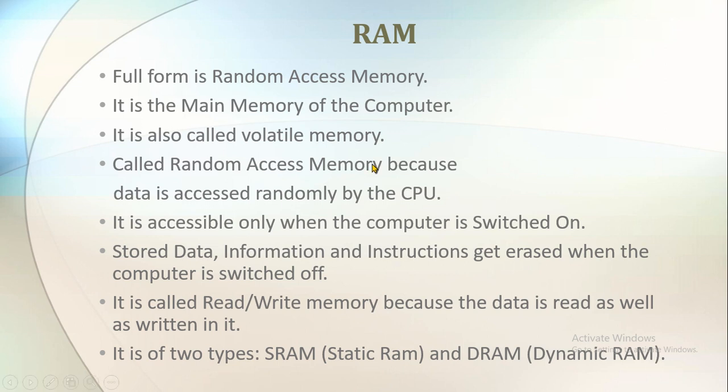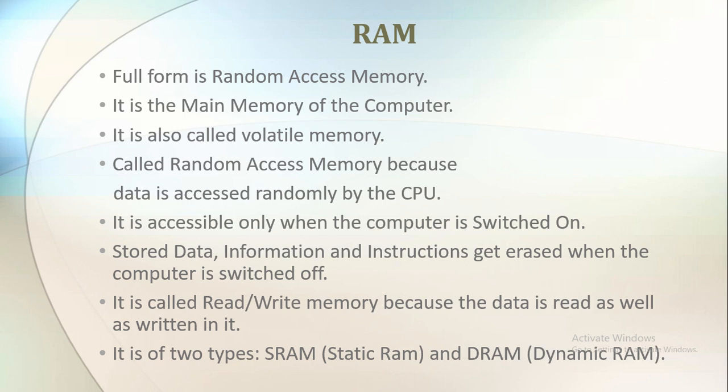RAM stands for random access memory. It is called the main memory of the computer. It is a volatile memory. It is called a random access memory because the data is accessed randomly by the CPU. It is accessible when the computer is switched on, and once the computer is switched off, the data in the RAM gets erased and is never got back. The stored data and information get erased when the computer is switched off, as I have said.